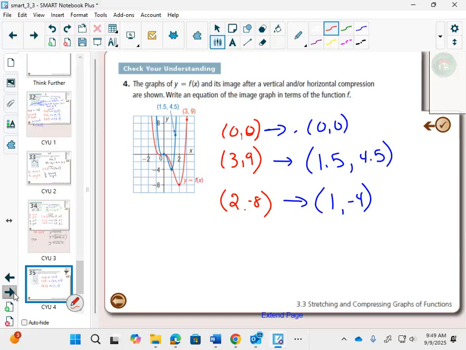Anyways, did you come up with the x values were multiplied by a half and the y values were multiplied by a half? Sometimes it's going to be as easy as that to see them. Now, write an equation of the image graph in terms of the function f.